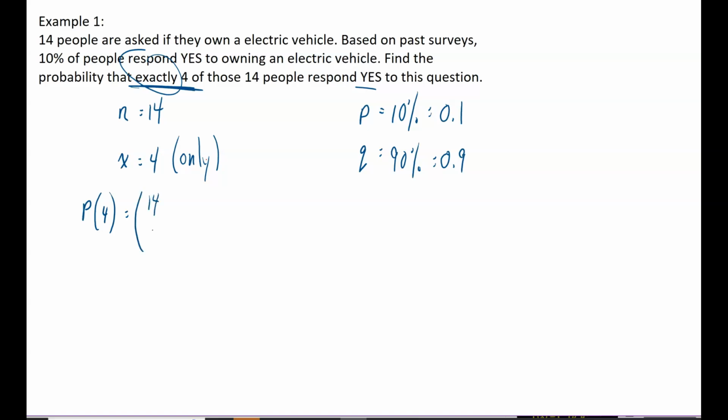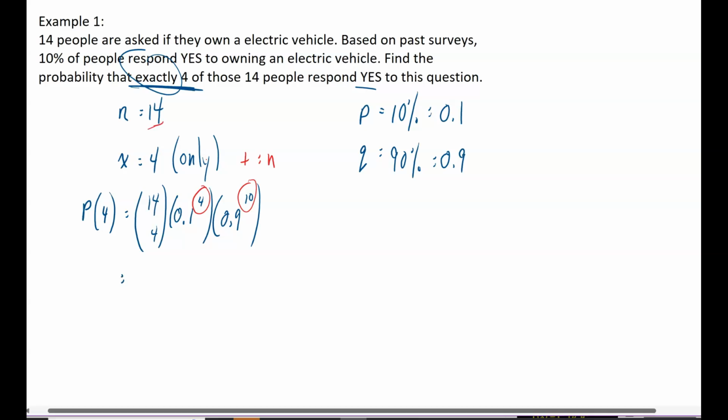So 14 choose 4. We will use the calculator for that value. You can also use a formula that I provided in class. And then we've got the probability of success, 0.1 to the power of x, which is 4, and the probability of failure to the power of n minus x, 14 minus 4. One little double check you can do is that those two exponents, when added up, should equal n, right? And they do. 4 plus 10 is 14. Great.